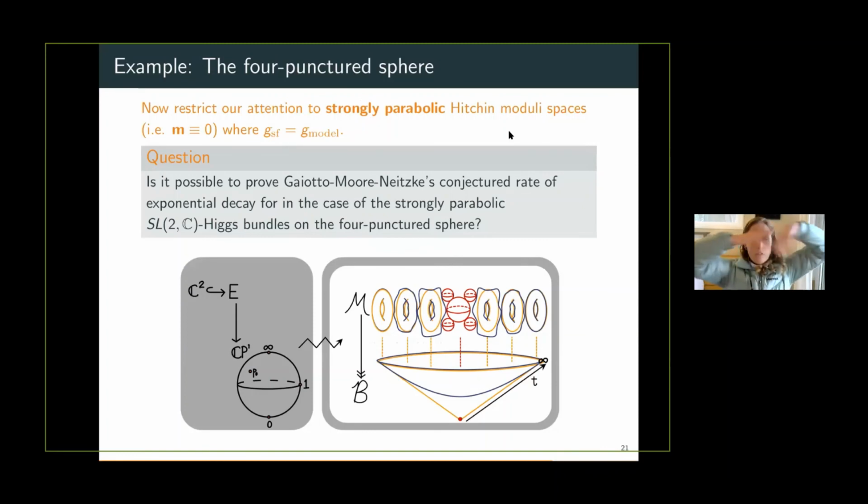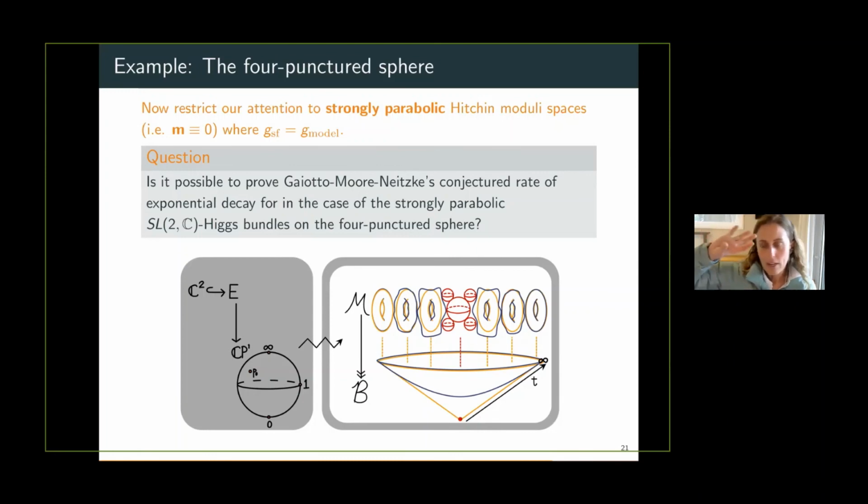So this is a special 4-dimensional family in the 12-dimensional space, because we've set all the complex masses to 0, and all the things that we have at each point is in a real mass. And so now the semi-flat metric is the model metric, and it's much easier to talk about this conjecture. So the question is: is it possible to prove Gaiotto-Moore-Neitzke's conjecture and get the optimal conjectured rate if we're considering just strongly parabolic things? And the answer is going to be yes.